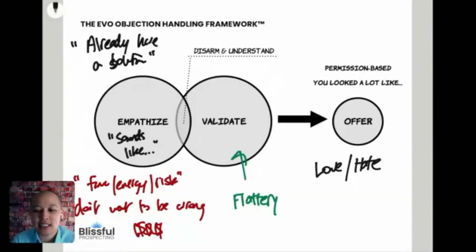So I want to pause here. What are you guys taking away from this piece here? What are you guys taking away? So when someone says they already have a solution, what are you guys taking away around what you could do here? Share it with me in the chat. What are you taking away from this?